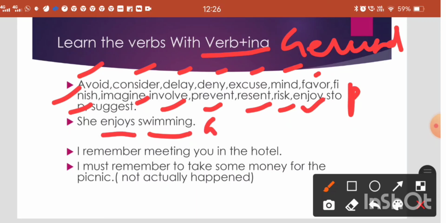Now see the two examples. I remember meeting you in the hotel. I must remember to take some money. So the verb remember is used here, but in the first sentence I have used gerund, and in the second sentence I have used infinitive. Why? Because the reason is the meaning of the sentence. The first sentence tells us what actually happened, and the second sentence does not tell us what actually happened. So this is the difference between the two.